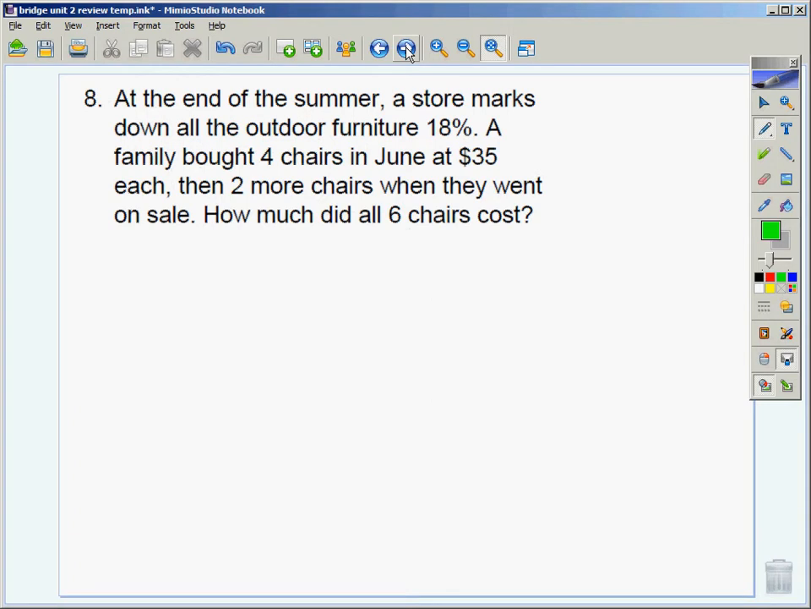Number 8 should have ended up with $197.40.